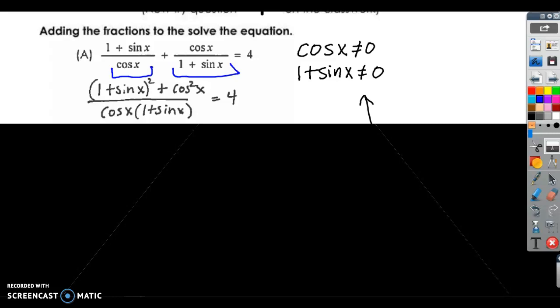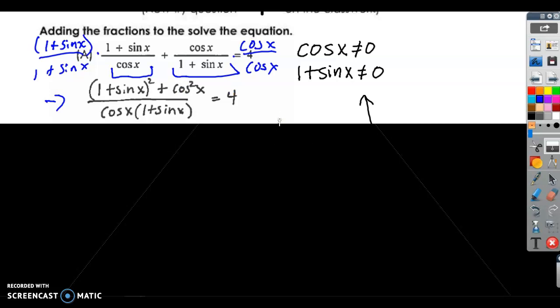So how would you normally do that? You would multiply each of the two fractions. I'm going to multiply this by 1 plus sine of x over 1 plus sine of x. You need to know how to find a common denominator on each side. When you do that, here's what you end up with, okay? Because you're multiplying 1 plus sine of x times 1 plus sine of x, so you get 1 plus sine of x squared. And that's over cosine of x times 1 plus sine of x. Over here, cosine times cosine is cosine squared.